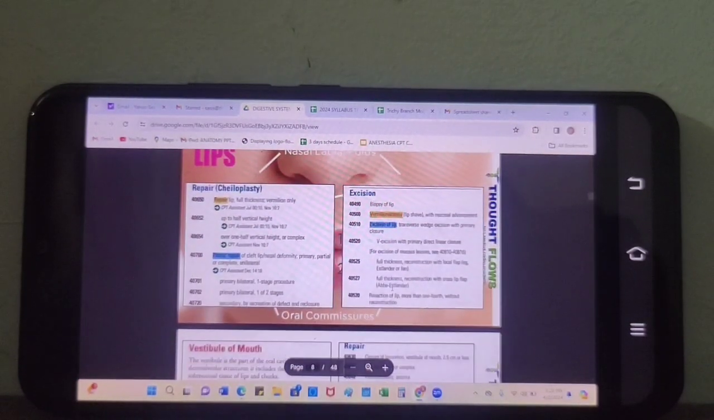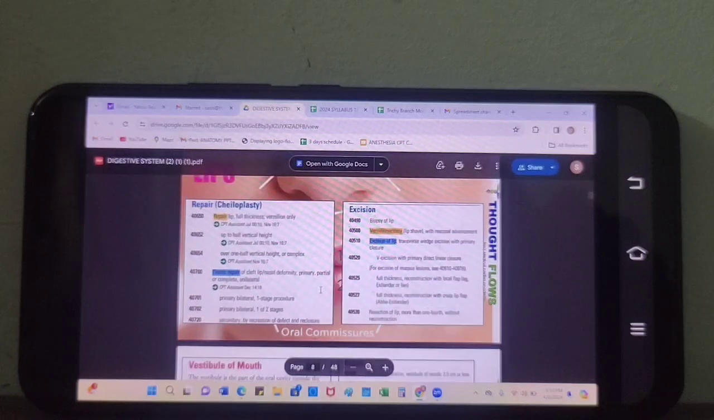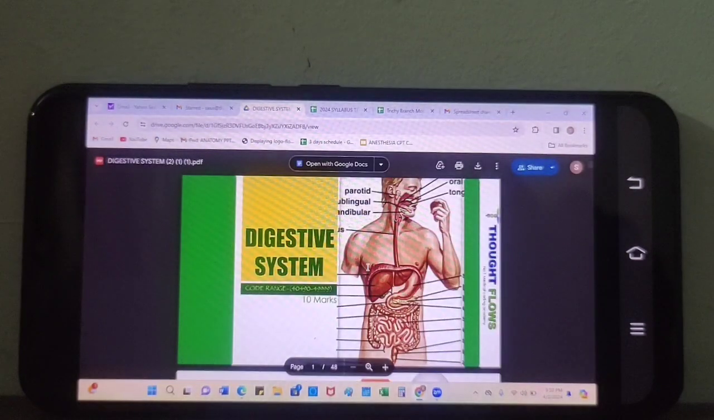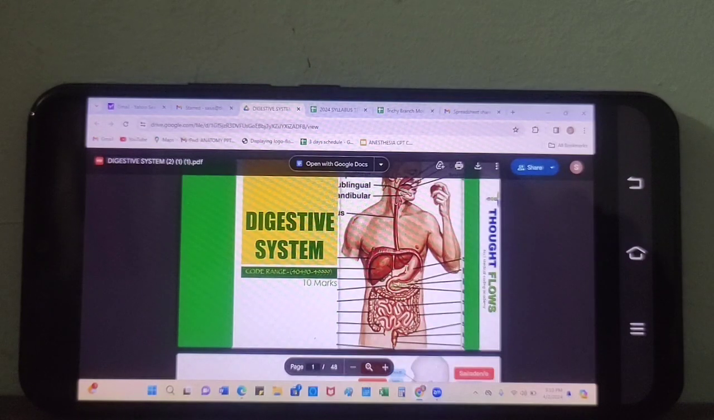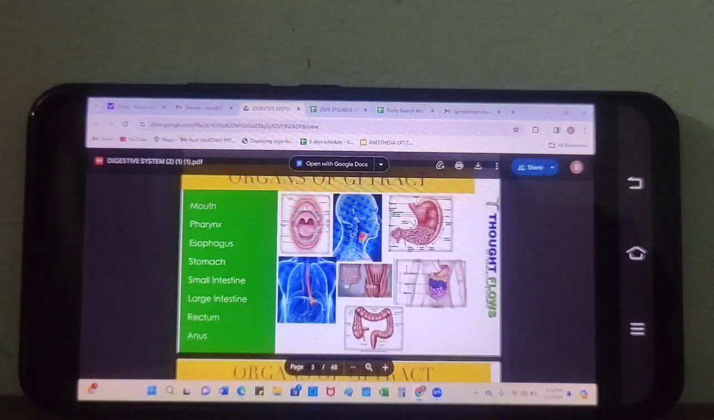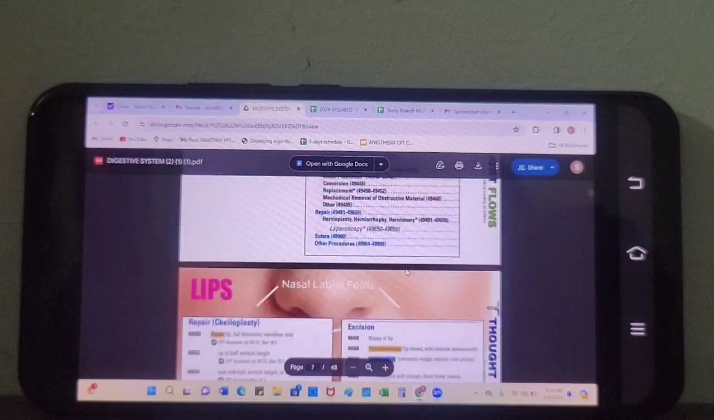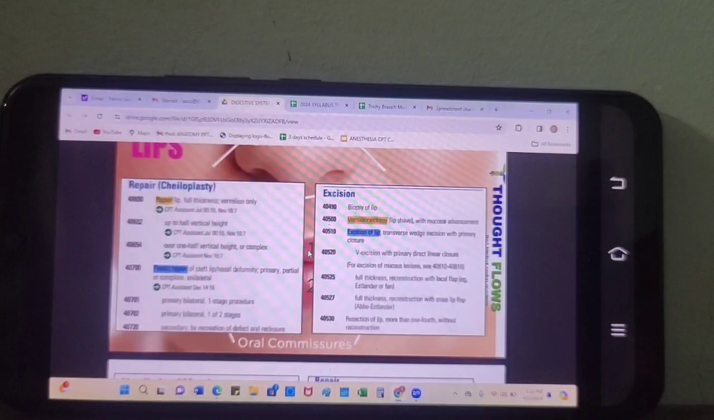Repair of lip. Vermilion is a part of the lip, so vermilion only. Repair is nothing but suture. The surgeon just makes a suture on the lip.